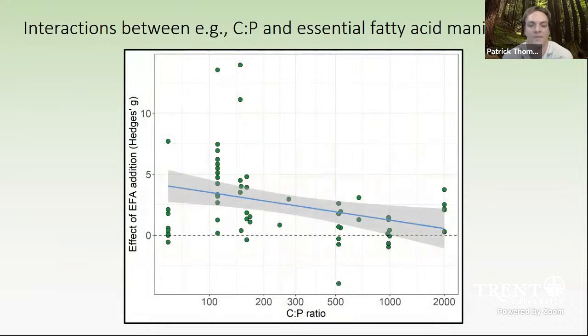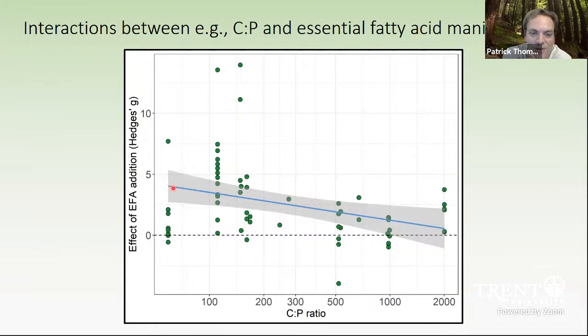So just one quick look at how to examine these interactions between different broad nutrient types is seeing how the effect of fatty acid addition changes. So the y-axis here is the effect size, so the Hedges' g for these controlled studies, controlled manipulations. And the x-axis is the C:P ratio.